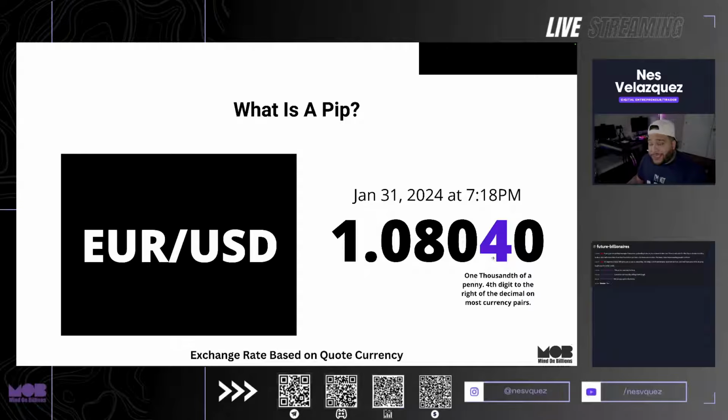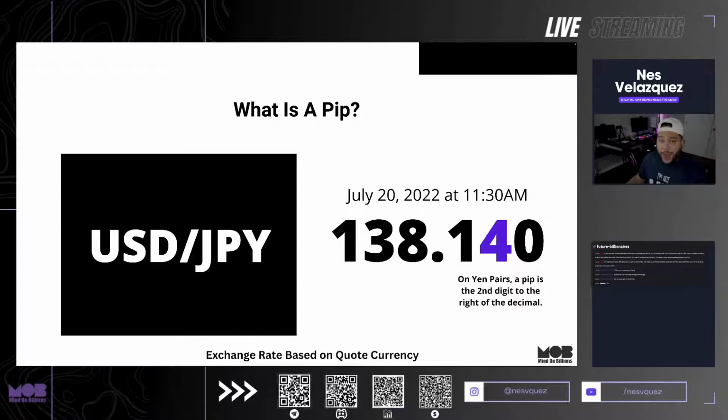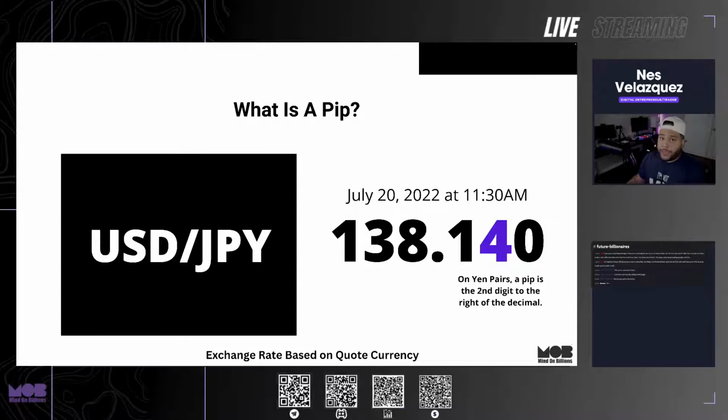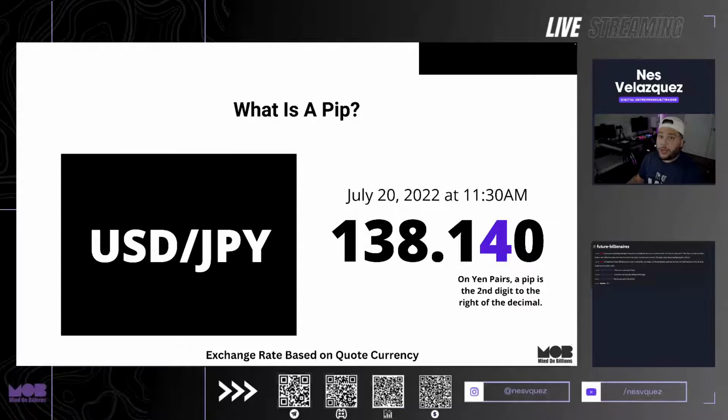This is 1,000th of a penny. This is what a pip is. JPY pairs are a little different. When you look at JPY pairs, the pip is the second digit to the right of the decimal, okay? And so whenever these pip digits change, we're either winning or losing. And based on whatever lot size you are, you're going to know what you're winning or losing.